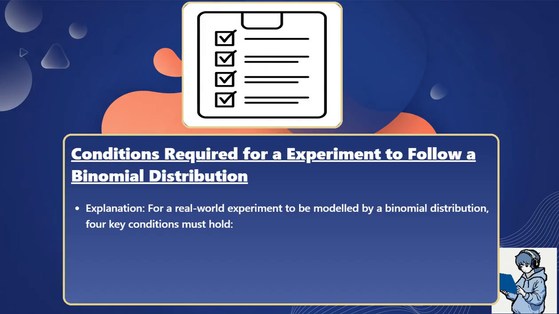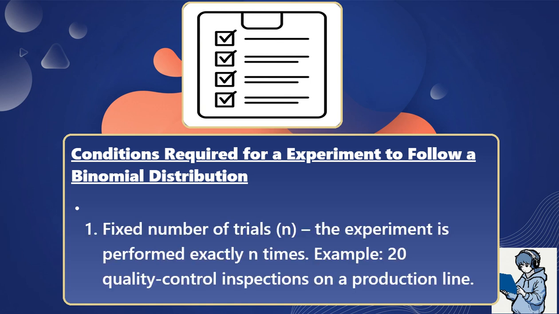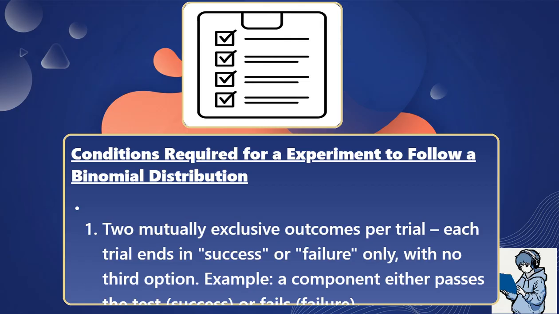Explanation: for a real-world experiment to be modeled by a binomial distribution, 4 key conditions must hold. 1. Fixed number of trials n. The experiment is performed exactly n times. Example: 20 quality control inspections on a production line. 2. Two mutually exclusive outcomes per trial. Each trial ends in success or failure only, with no third option. Example: a component either passes the test (success) or fails (failure).